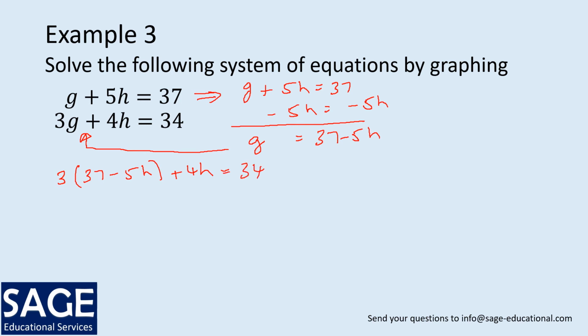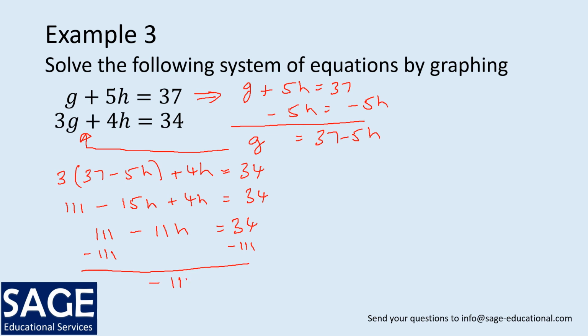Use the distributive property. 3 times 37 is 111, minus 3 times 5h, which is 15h. So 111 minus 15h plus 4h equals 34. And then I can combine the like terms. So 111 minus 11h, since negative 15h plus 4h equals negative 11h, equals 34. Then I can subtract the 111 from both sides, and that gives me negative 11h is equal to negative 77. Then divide both sides by negative 11 to give h is equal to 7.